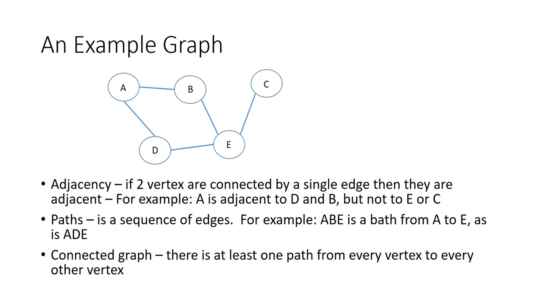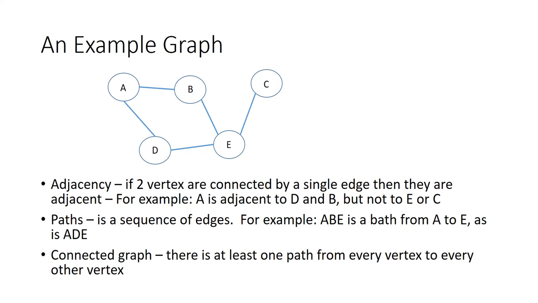Paths. A path is a sequence of edges. For example, ABE is a path from A to E, as is ADE. There are two paths. There are two ways to get from A to E. If you recall, with a tree, there's only one way to get from a node to the root node. There's only one path. But in graphs, there can be any number of routes, of paths.